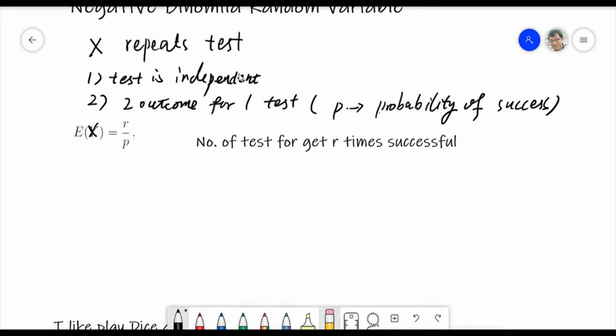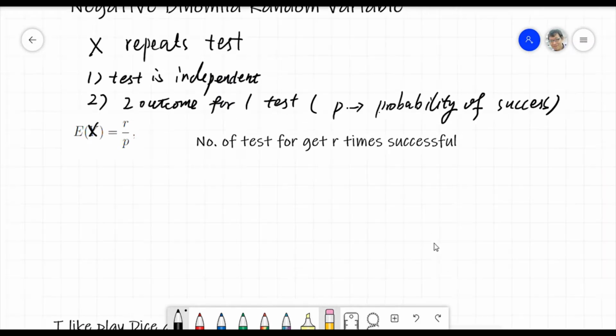Repeated testing. Testing is independent. If I throw this time and throw next time, there is no relation. It doesn't mean that if this time I got 6, next time I should get 6 also, right? No relation. Two outcomes for one test.